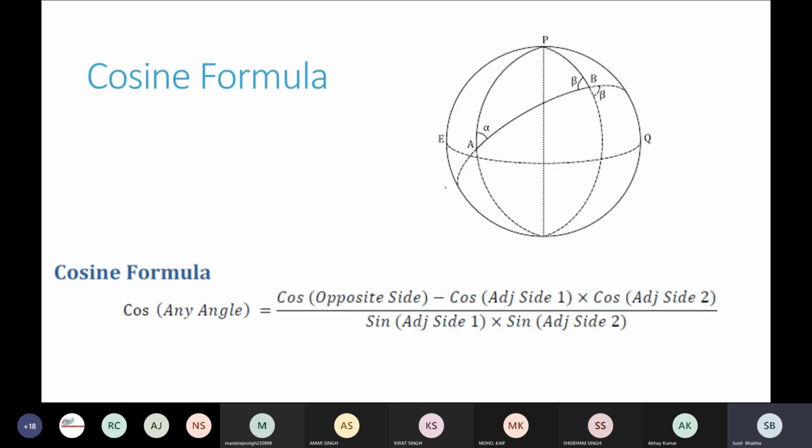No, sir. Okay, very good. So that is the difference between a plane triangle and a spherical triangle.